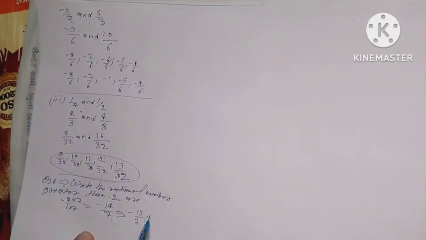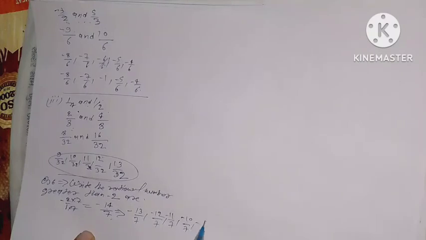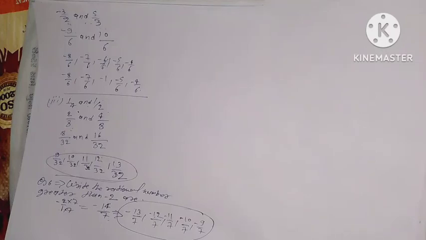So -13/7, -12/7, -11/7, -10/7, -9/7. These are 5 rational numbers greater than -2, because if the number is decreasing in the negative direction, a less negative number is greater as compared to a larger negative number. Okay, these are the 5 rational numbers greater than -2.